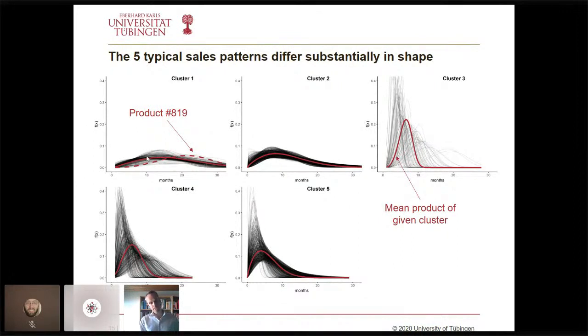So what we already see is that we have 2 rather flat curves, where we see over time the estimated sales volume, 2 pretty flat curves, and 3 more spiked patterns. Cluster 3 is very spiked. We even had to cut it off here because they are so spiked. And 2 clusters are, I would say, in the middle, somewhere between cluster 1 and 2 on the one hand, and cluster 3 on the other hand.